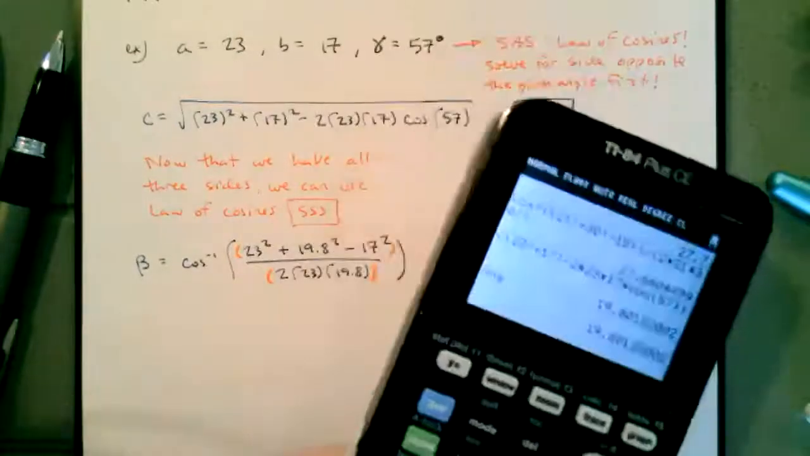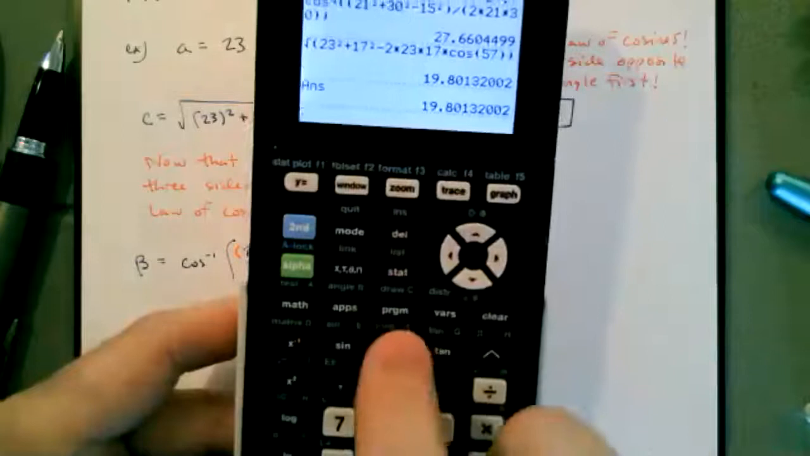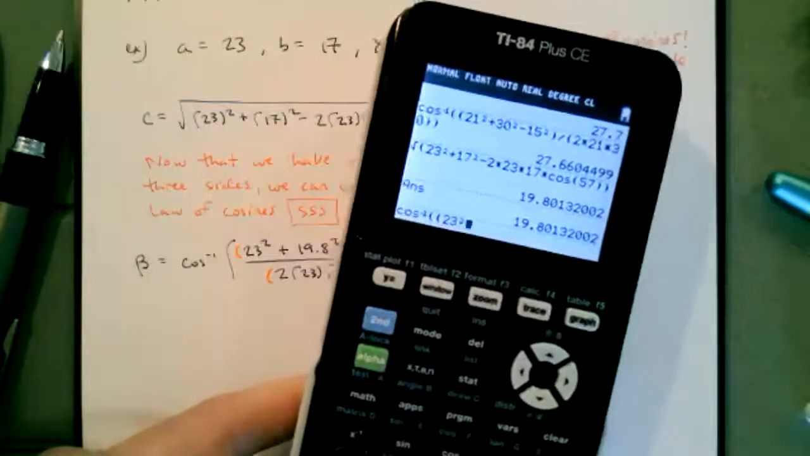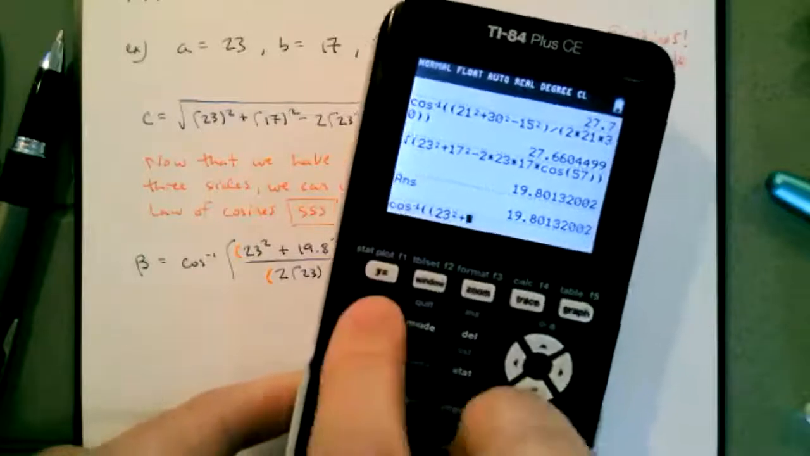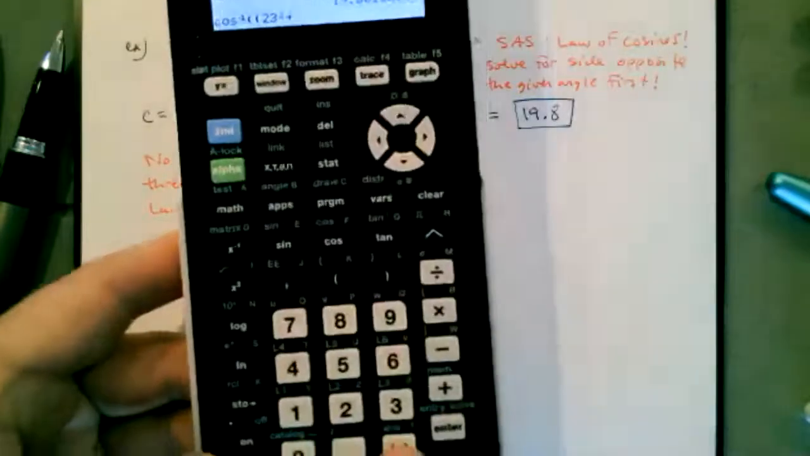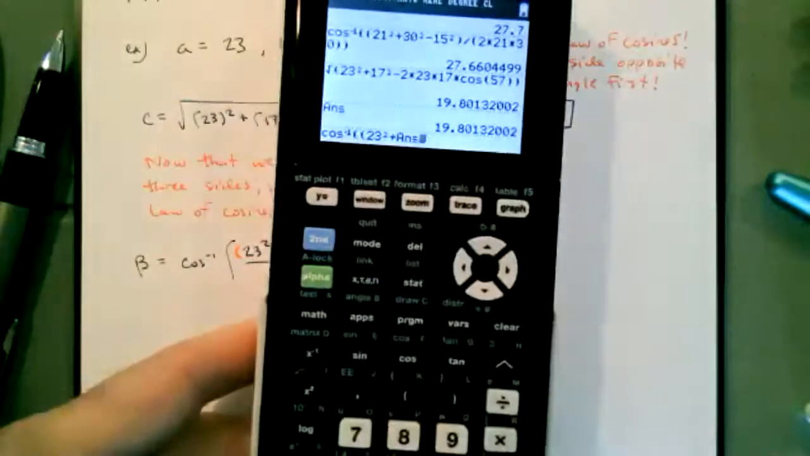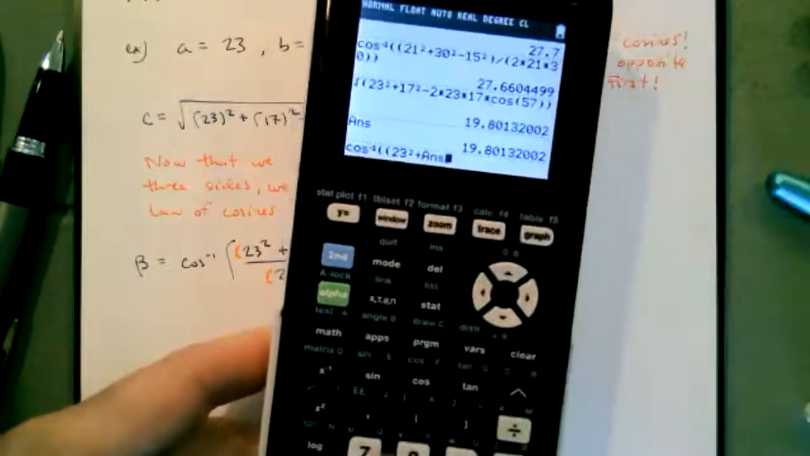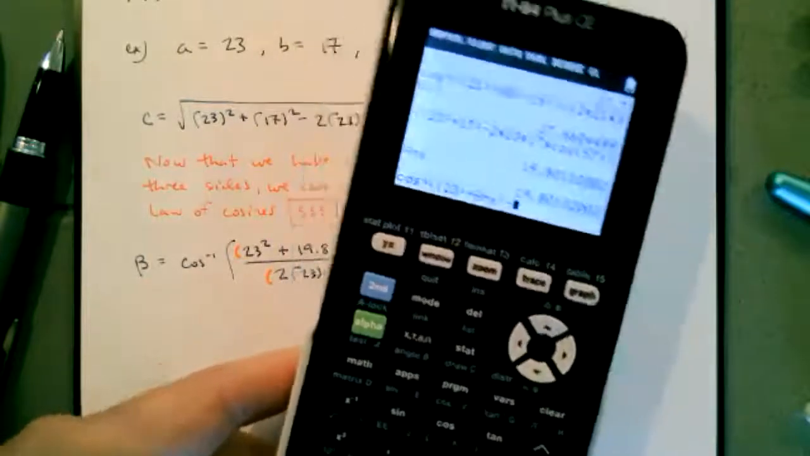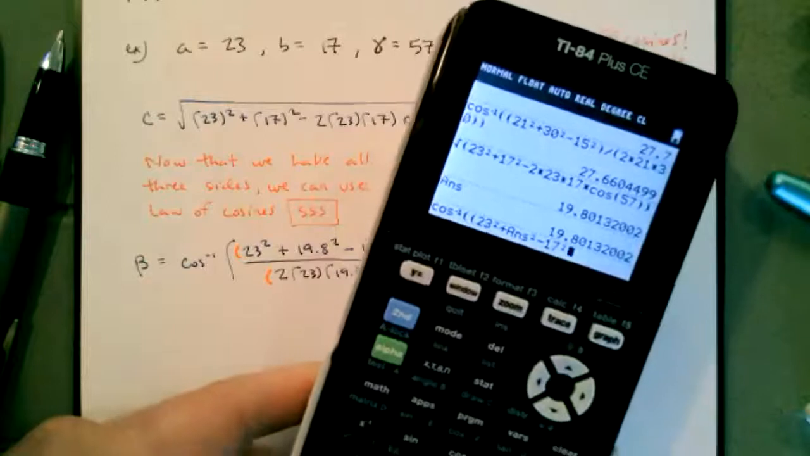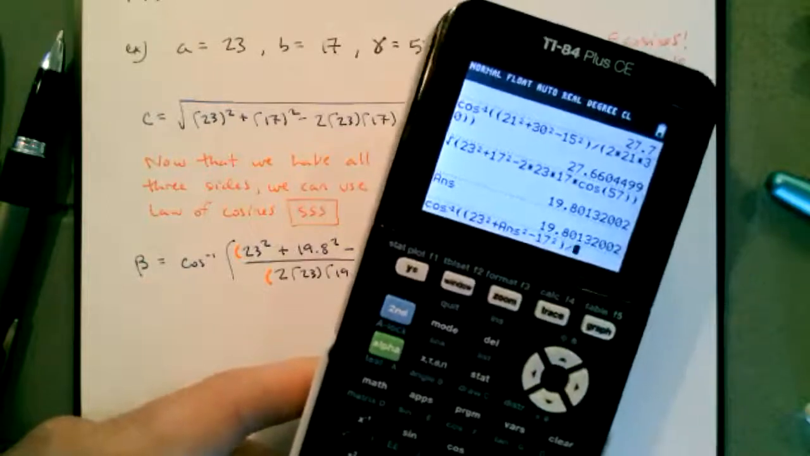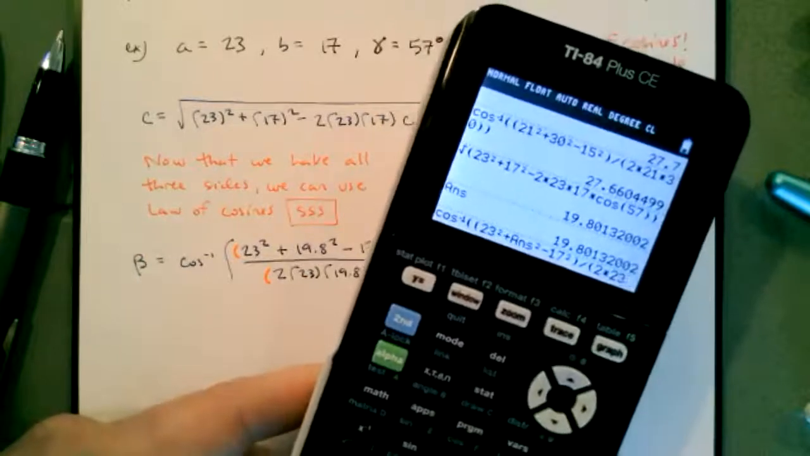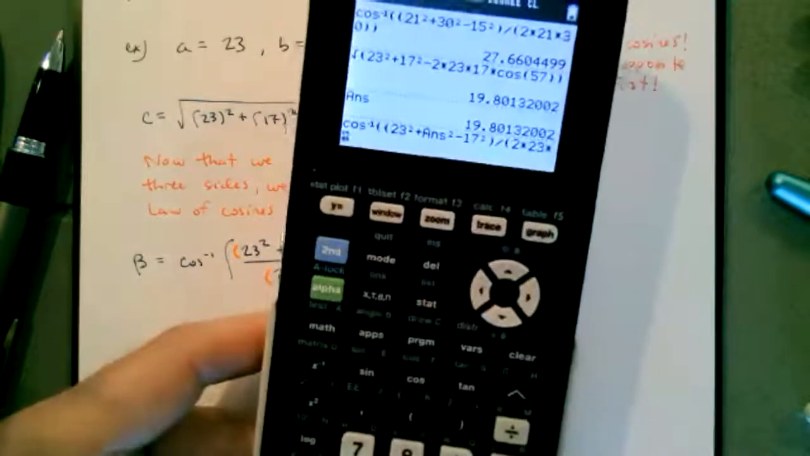So I'm going to do cosine inverse of the numerator, which is 23 squared plus the 19.8. So I need second answer, and that ANS is going to be 19.8 because that's the last thing the calculator entered. So 19.8 squared minus 17 squared, close the numerator, divided by, open the denominator, 2 times 23 times my 19.8.